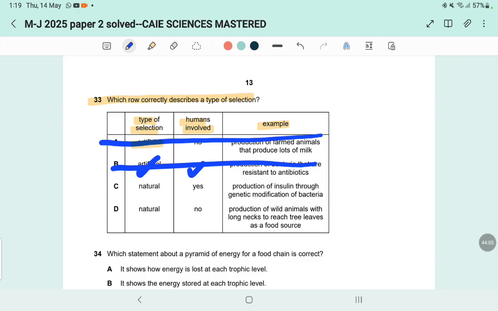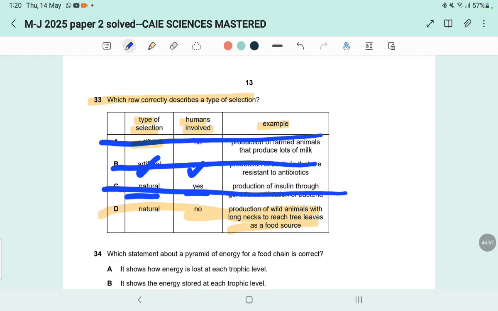artificial selection requires you to mate two animals, like a bull and a bull, or a cow and a cow, which have high milk yield, and you want to breed them together to produce offspring which will also show the same characteristics, and you repeat over many generations. It's never done to bacteria. Now moving on to the next option, which is C. Natural. Well, humans are involved? No, it's totally incorrect. So the final answer is D.